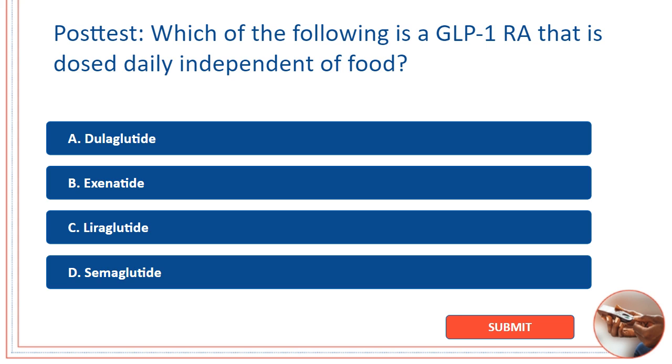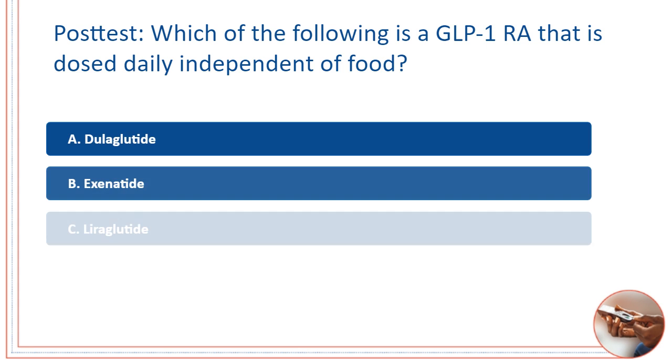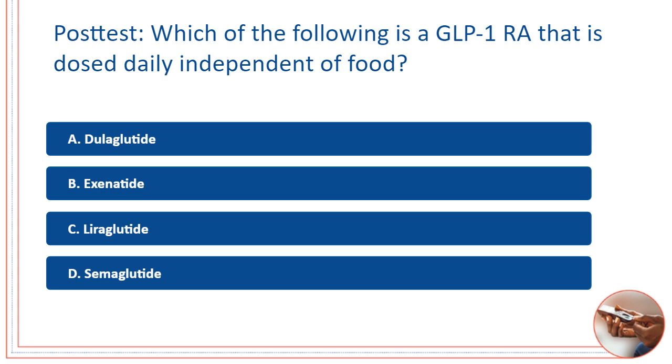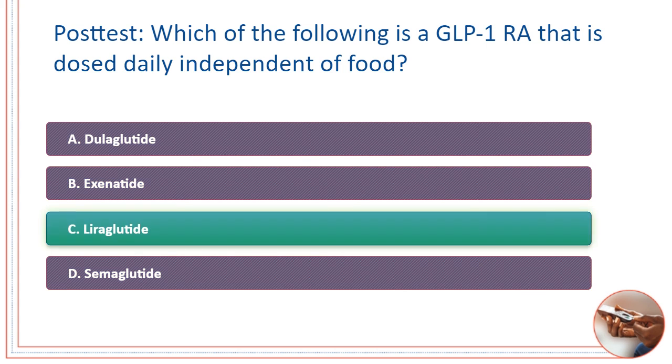So let's go back to that knowledge check. Which of the following GLP-1 receptor agonists is dosed daily independent of food? So when you look at these answers, all of these are GLP-1 receptor agonists, but only liraglutide, which is dosed subcutaneously, is given once a day, and it is given independent of the dosing schedule with food. It can be given any time of the day.